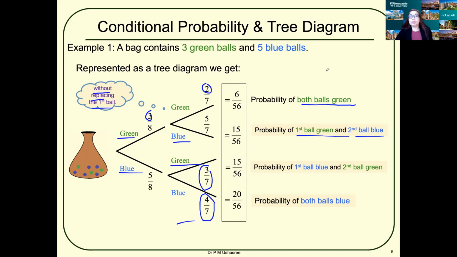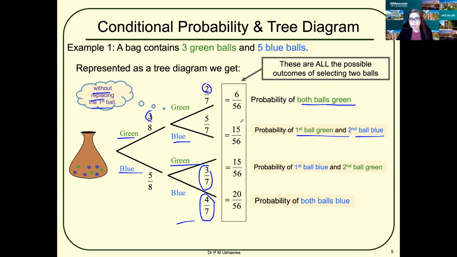Okay, so now you have put all the outcomes towards the end of the branches. One important thing: when you add all the possible outcomes of selecting the 2 balls, what do you get? Add them all. 6 by 56 plus 15 by 56 plus 15 by 56 plus 20 by 56. What is the total possible outcome? What is the total probability? 1. Yes, that's right. The total probability is 1. It's very important you understand that, yeah?